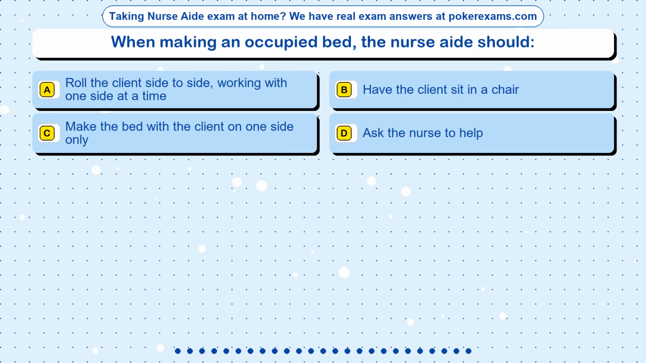Question 3. When making an occupied bed, the nurse aide should: Option A. Roll the client side to side, working with one side at a time. Option B. Have the client sit in a chair. Option C. Make the bed with the client on one side only. Option D. Ask the nurse to help.